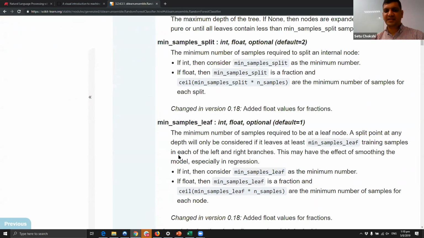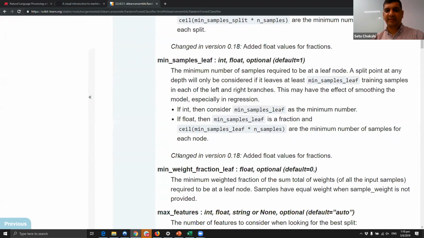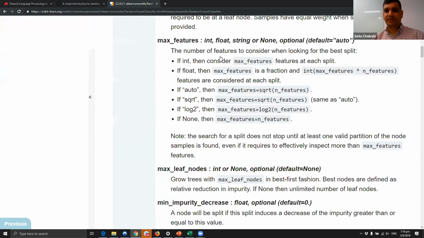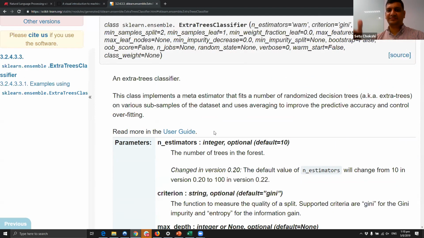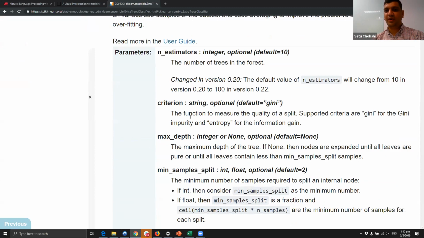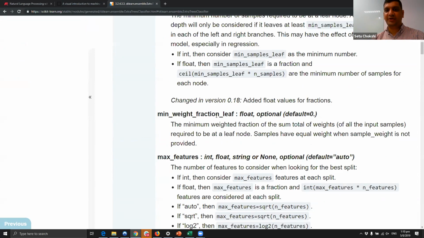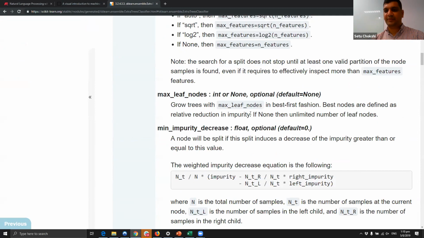Now, the only variation here is going to be the extra tree classifier, where the difference is that instead of the best split, the split is always going to be random. And one of the other things it's going to do is your bootstrap is always going to be set as false.